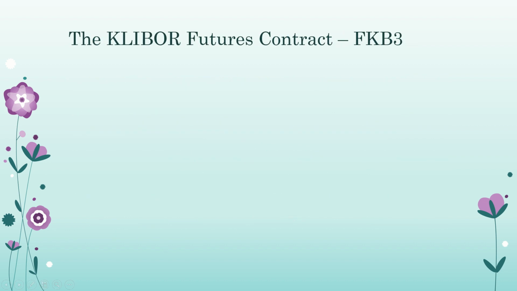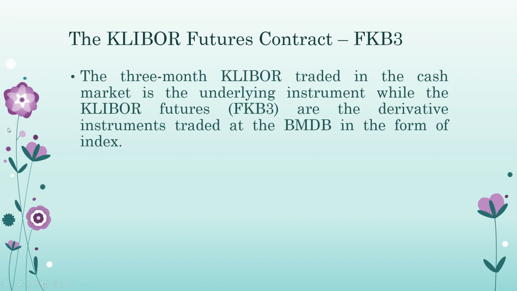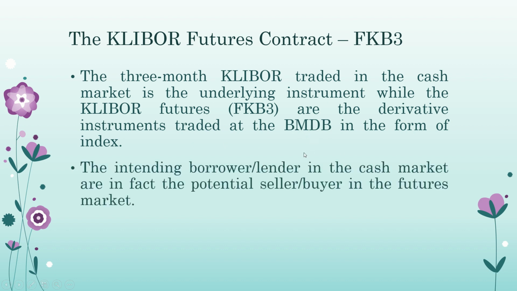Okay, so just now we talked about the underlying instrument, which is the CLIBOR rate, 3 month CLIBOR. So itu mak dia. So the anak would be the CLIBOR futures contract, or also known as FKB3. Okay, the 3 month CLIBOR traded in the cash market is the underlying instrument, itu adalah CLIBOR, while the CLIBOR futures FKB3 are the derivative instrument traded in Bursa Malaysia Derivatives Berhad. So cash market dia adalah money market, interbank money market, futures market dia of course lah Bursa Malaysia Derivatives Berhad.